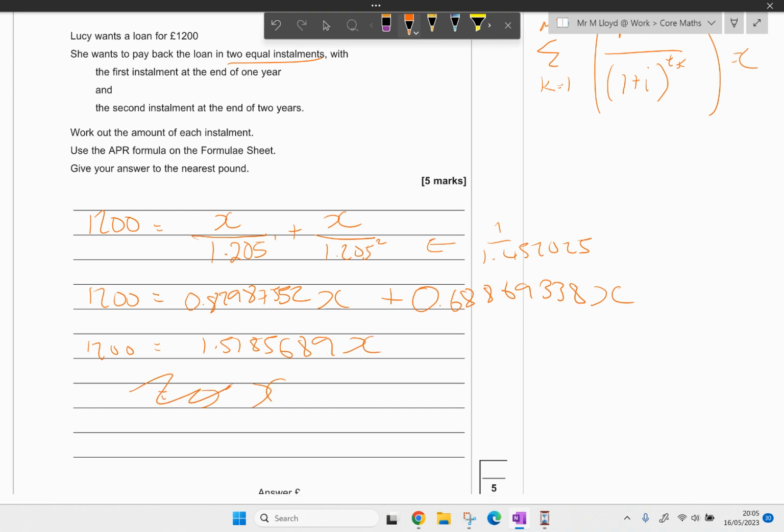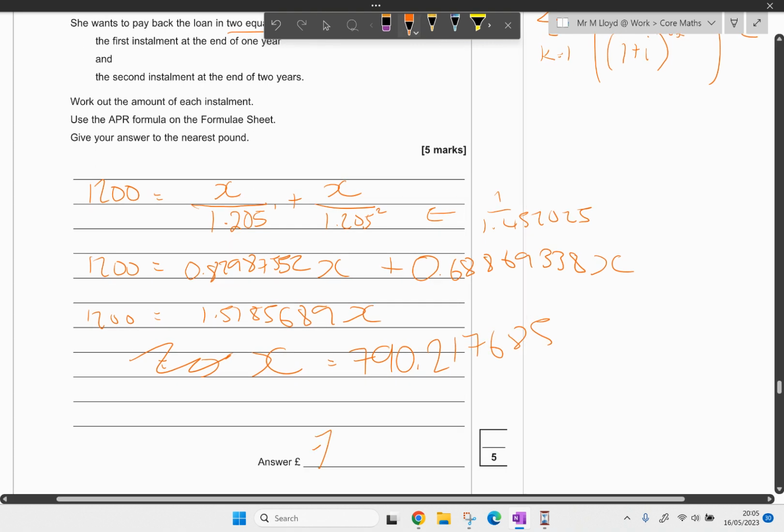And then we have to divide it. I'm just going to put x equals, so divide by that value, 1200 divided by 1.5185689, and our answer is 790.2217685, and we will give it as 790.22 because round it to two decimal places for money.